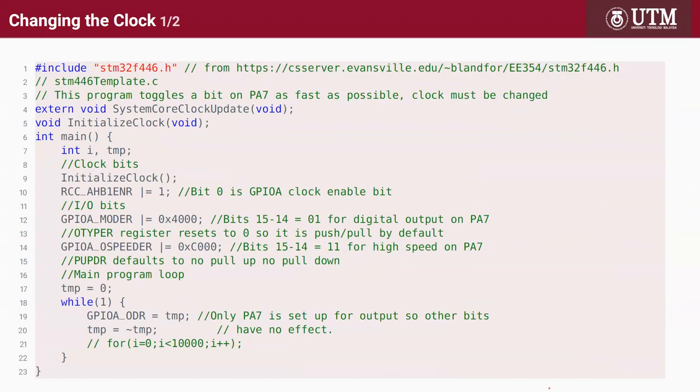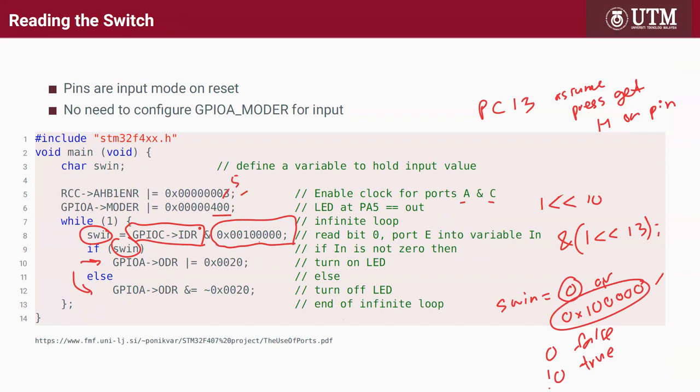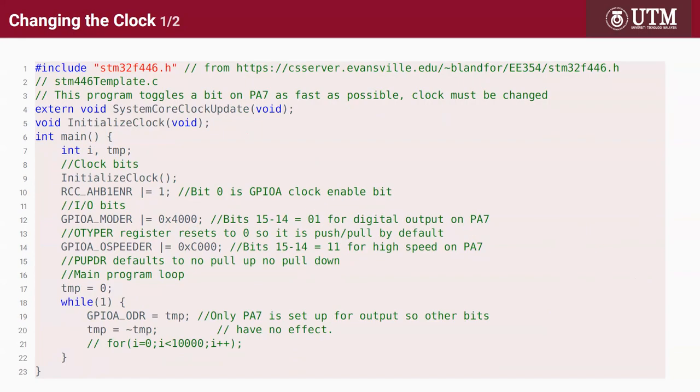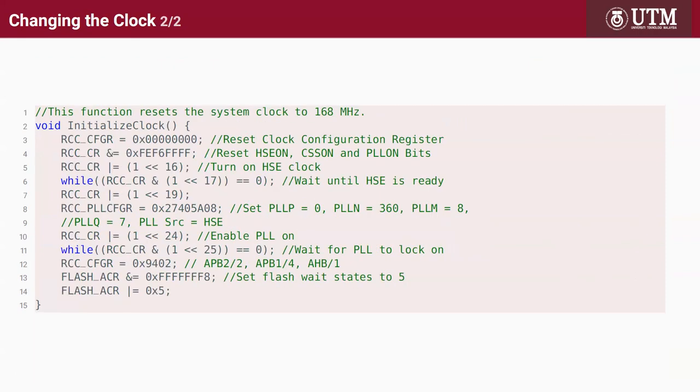Alright, so this one, another program I just copied from this website. Of course, I didn't test it, I admit that, but it looks like it made sense. What's the difference between this one and the previous one? Here, this program is trying to toggle the bit as fast as possible. So you must change the clock. To do that, you have to initialize the clock, and there's another function here. So, a lot of things.